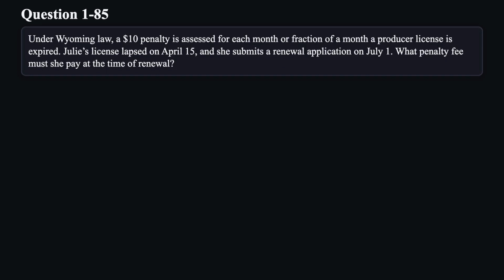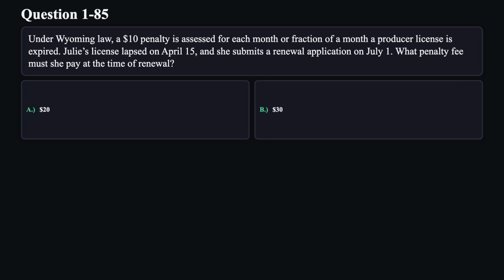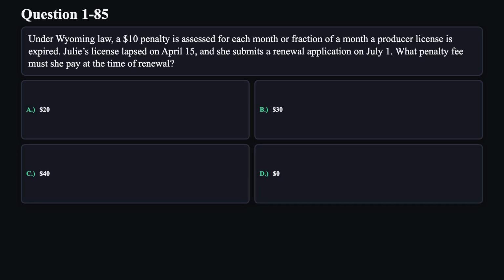Question 85. Under Wyoming law, a $10 penalty is assessed for each month or fraction of a month a producer license is expired. Julie's license lapsed on April 15th, and she submits a renewal application on July 1st. What penalty fee must she pay at the time of renewal? A. $20. B. $30. C. $40. D. $0.